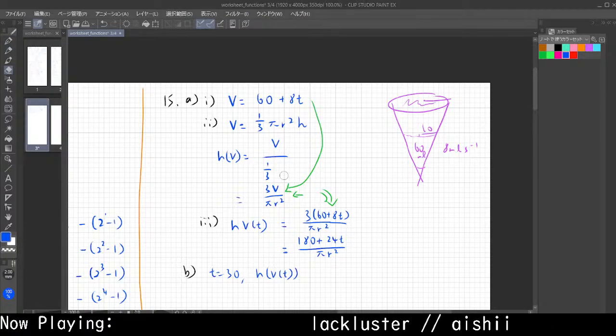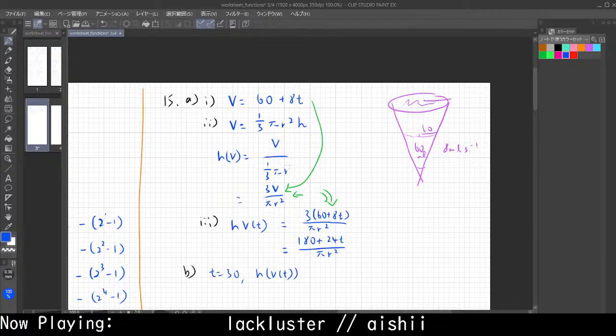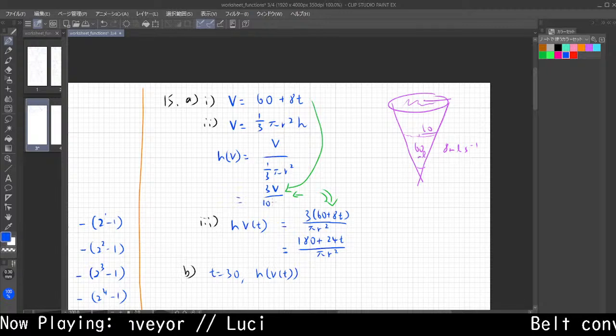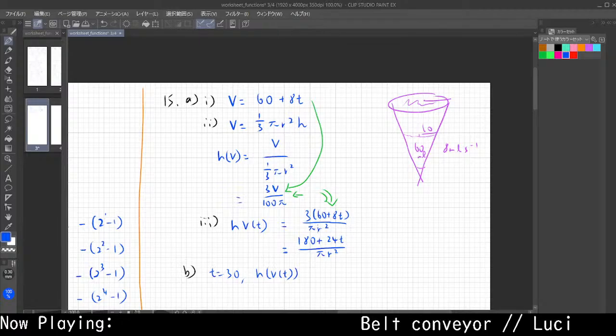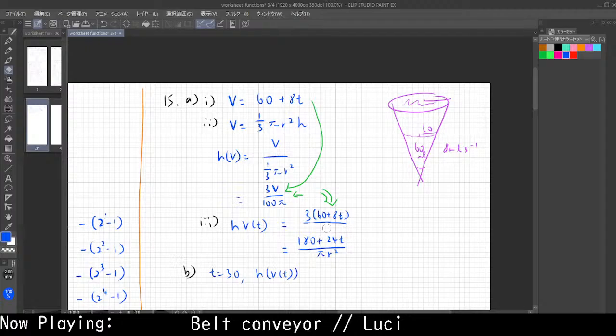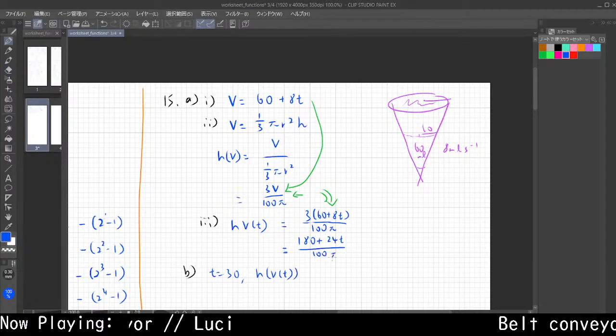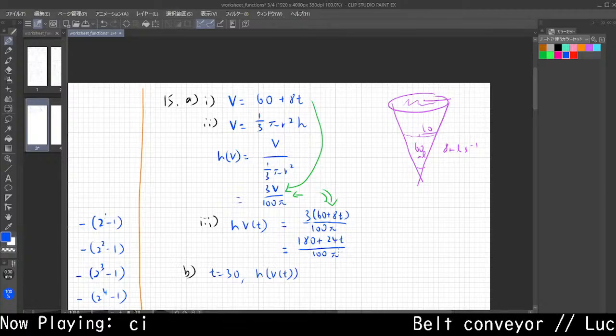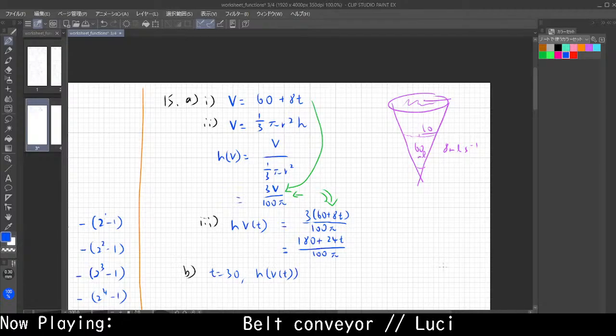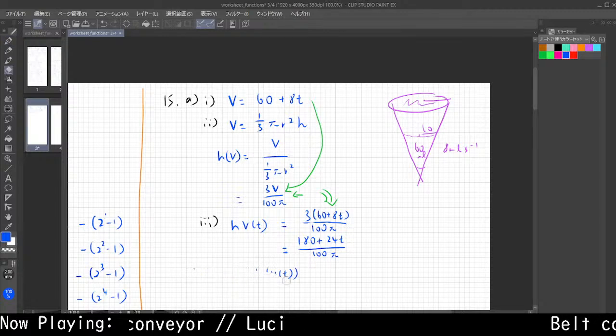So yeah, your r should be replaced. I was wondering why this looks weird. So r squared is 100, 100 replacing your r squared, 100 pi. I was wondering why it looks so weird. Yeah, I have to replace my r squared, because your H shouldn't have anything other than V, so your H(V(t)) should do the same. Yeah, correct.